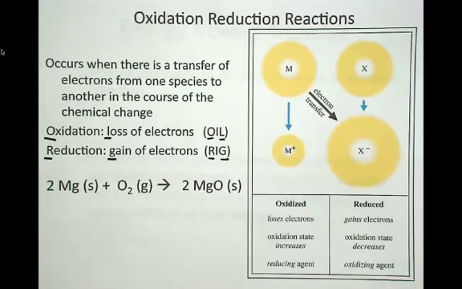We've seen this before when we talked about ionic compounds. For example, the classic sodium plus chlorine gives sodium chloride. The electron is donated from the sodium to form the cation to the chloride to form the anion.